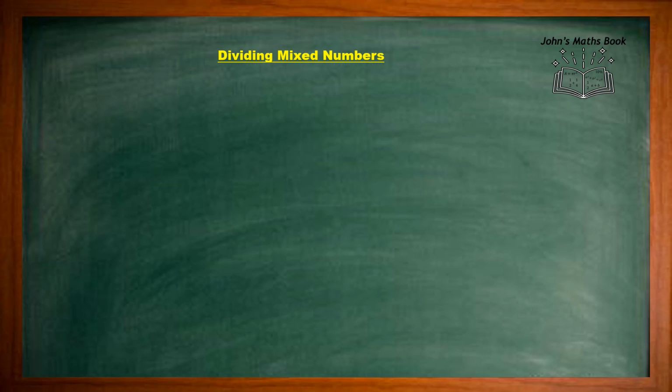So now let's look at an example of how we divide mixed numbers. Let's look at the example 3 1/3 divided by 2 1/4.